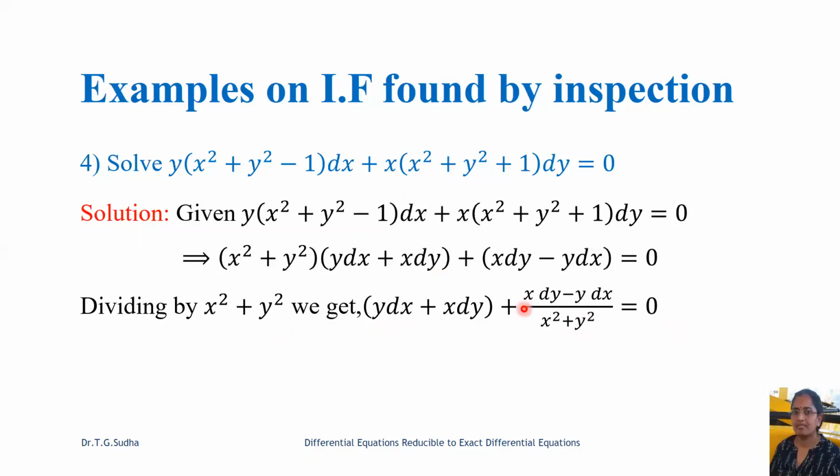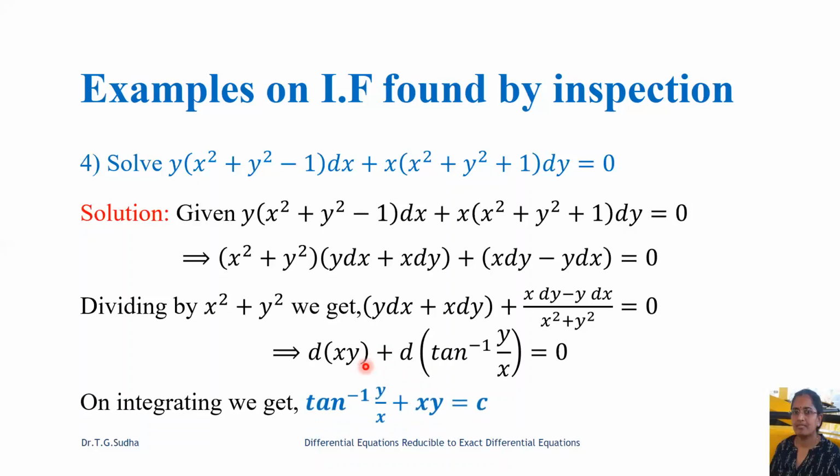to 0. So the term within the first bracket can be written as d of xy, and the second term can be written as d of tan inverse of y by x equal to 0. So we have written both the terms as derivative of some function. Now let us integrate. So on integrating we get xy plus tan inverse of y by x is equal to c, where c is the constant of integration.